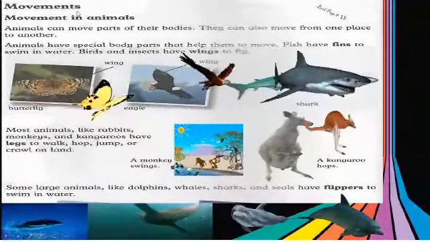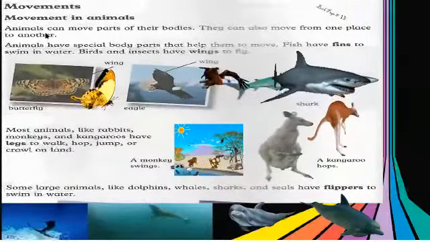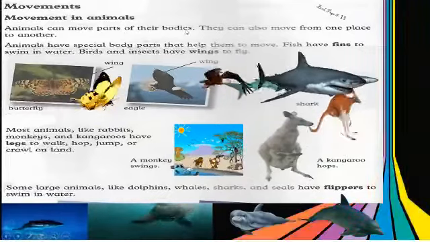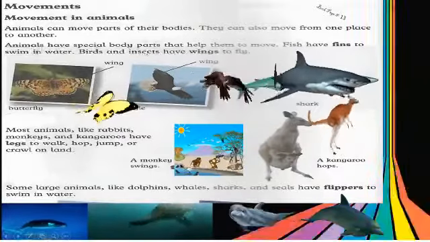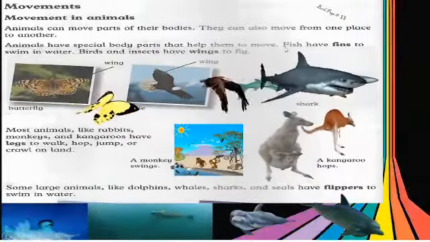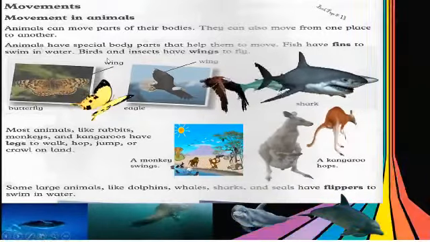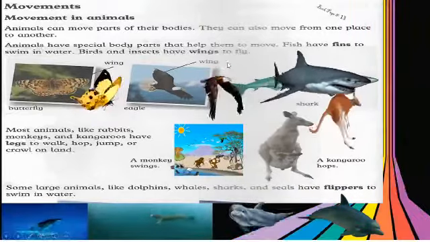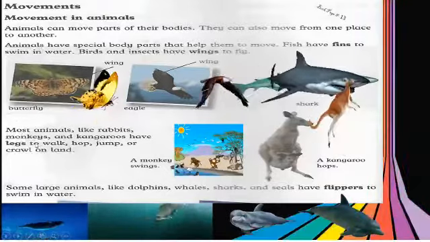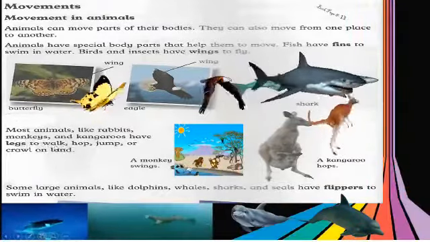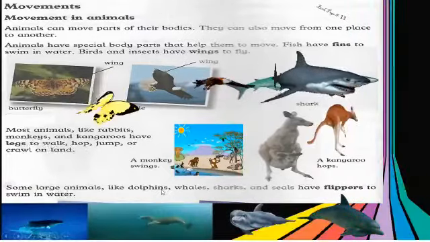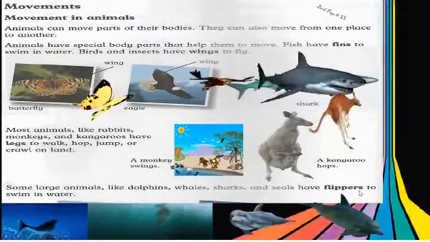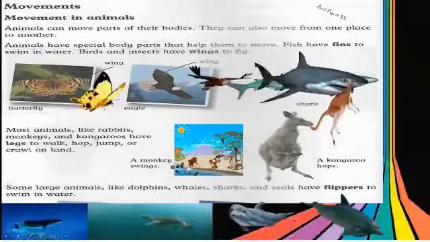So now we are moving on to today's reading session, students. Movement in animals. Animals can move parts of their bodies. They can also move from one place to another. Animals have special body parts that help them to move. Fish have fins to swim in water. Birds and insects have wings to fly. Most animals like rabbits, monkeys, and kangaroos have legs to walk, hop, jump, or crawl on land. Some large animals like dolphins, whales, sharks, and seals have flippers to swim in water. You can see the flippers.